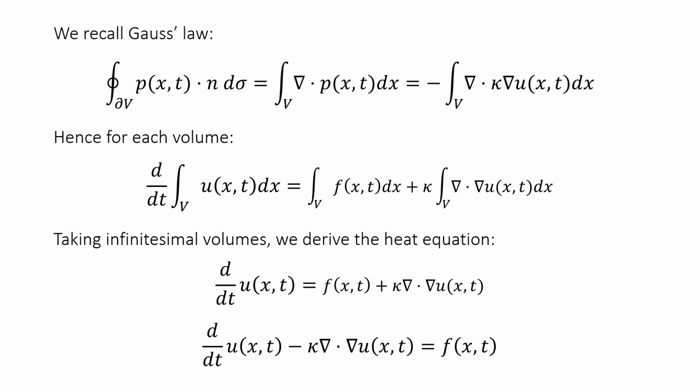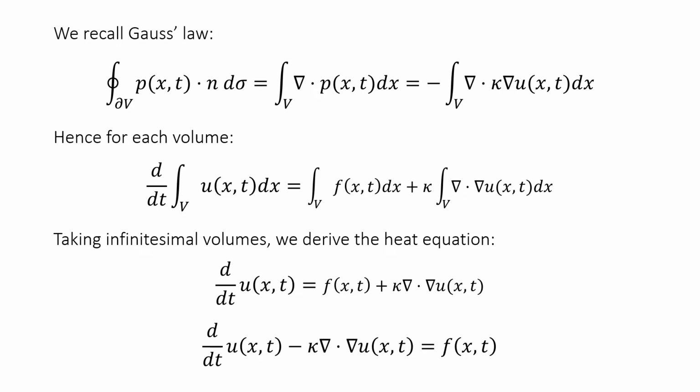Now that is true for every volume, and heuristically we can now take infinitesimally small volumes. We just shrink the volume until we eventually get to point evaluations. And that leads us to the third line on the slide. Taking infinitesimal volumes, we finally derive the heat equation. And the heat equation tells us that the time derivative of u(x,t) equals f(x,t) plus kappa times the divergence times the gradient of u(x,t).